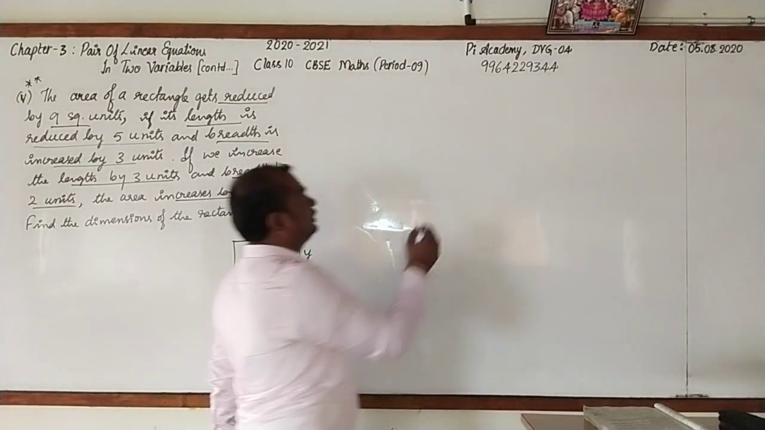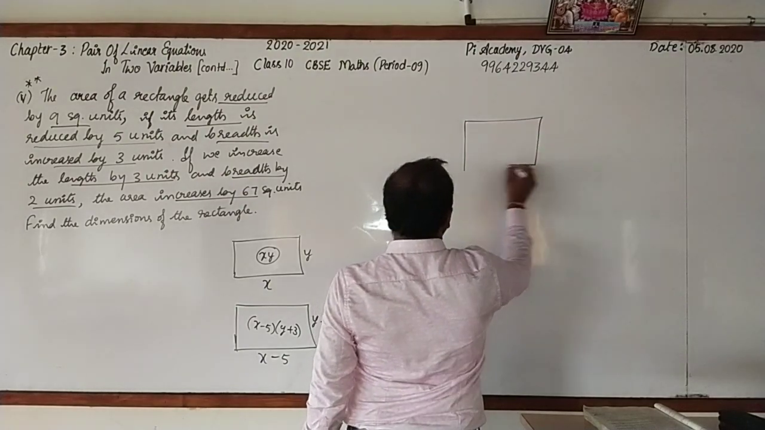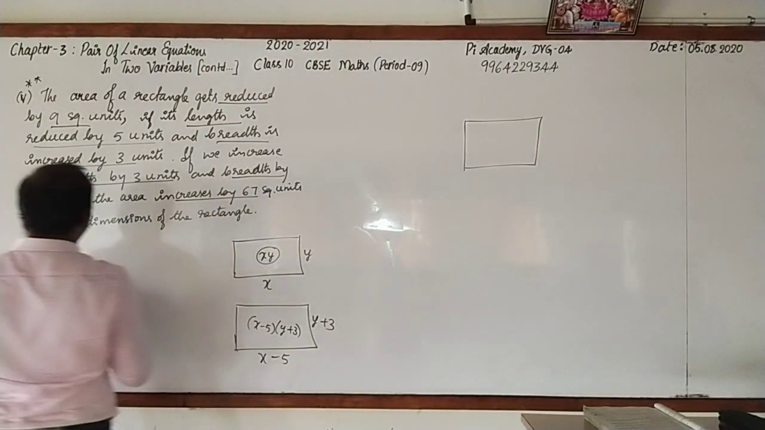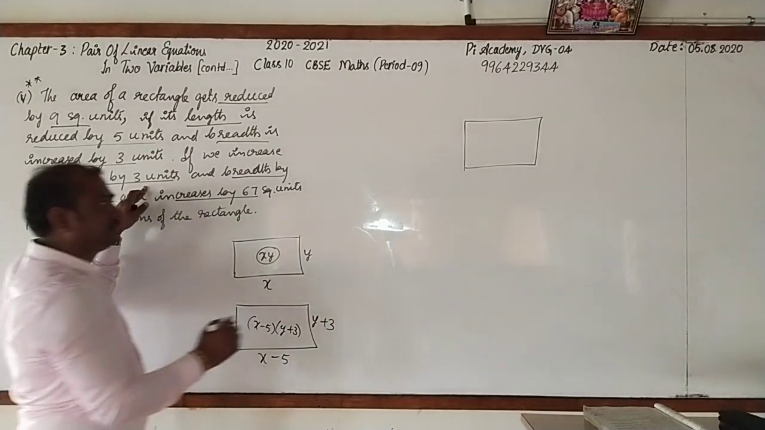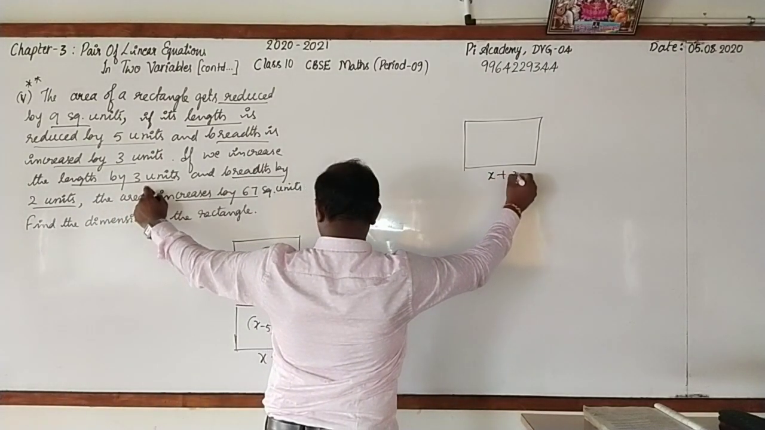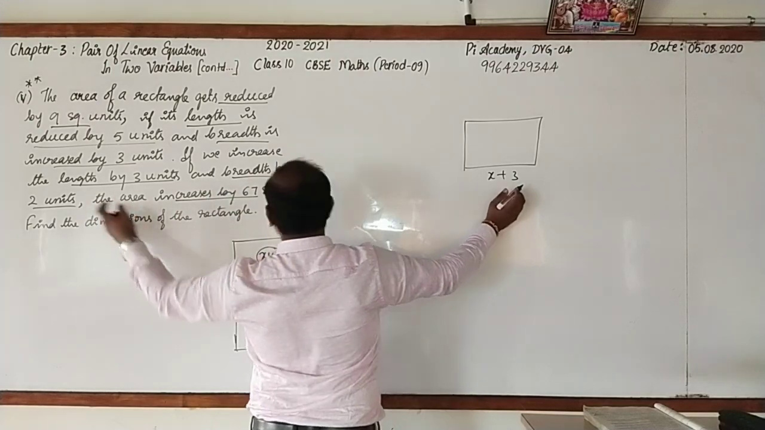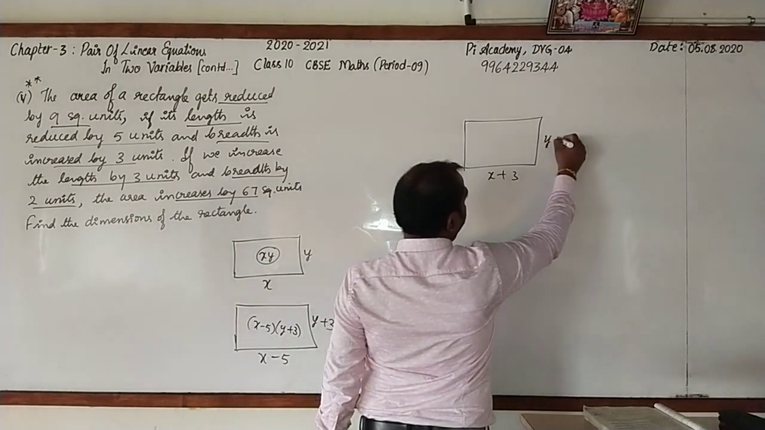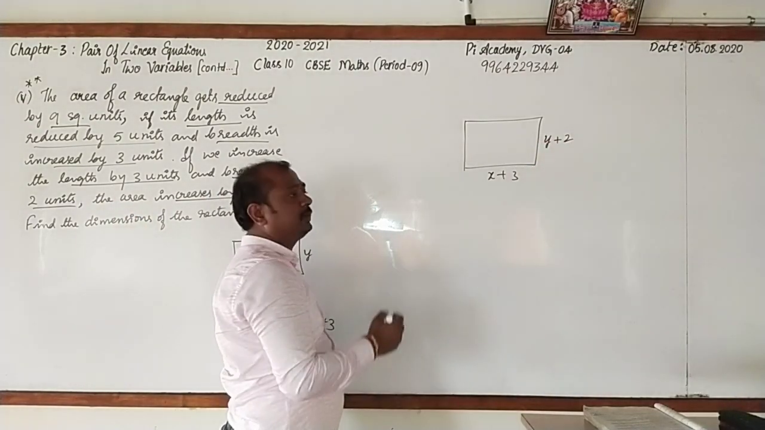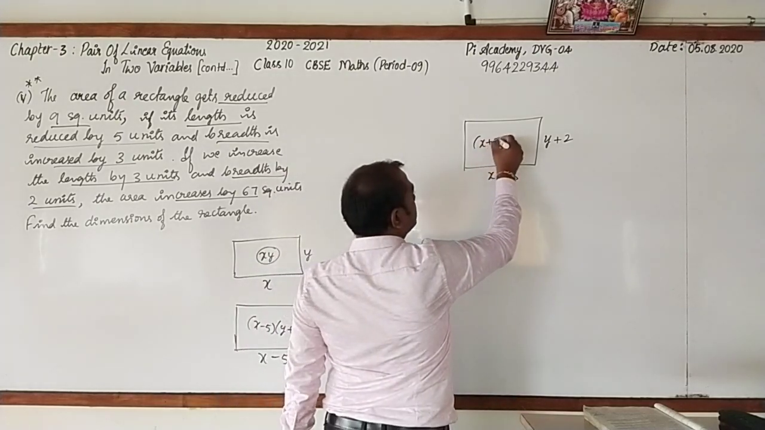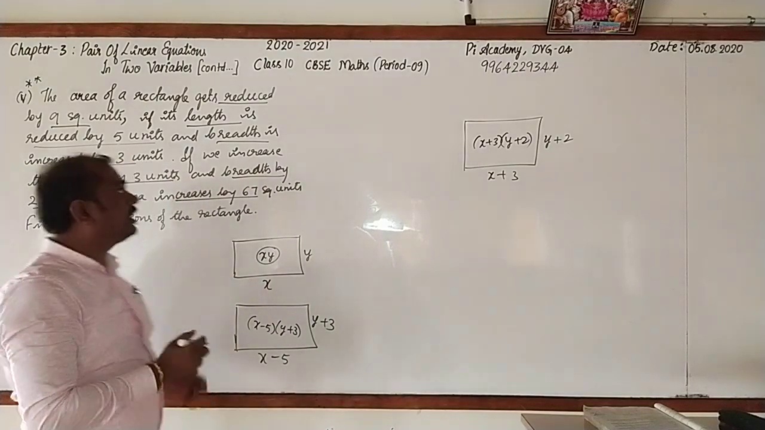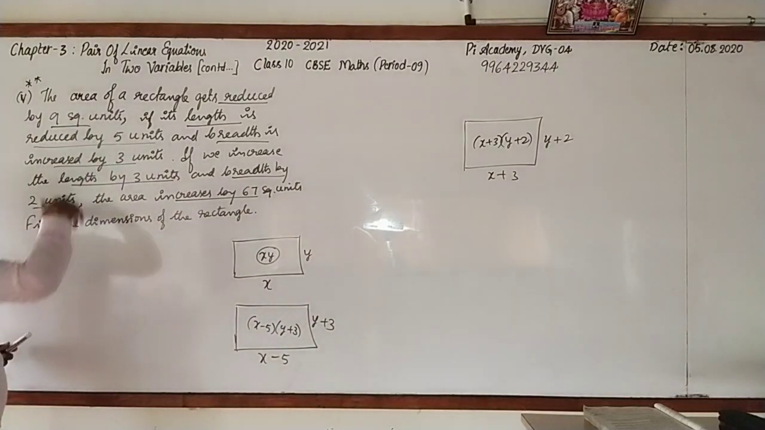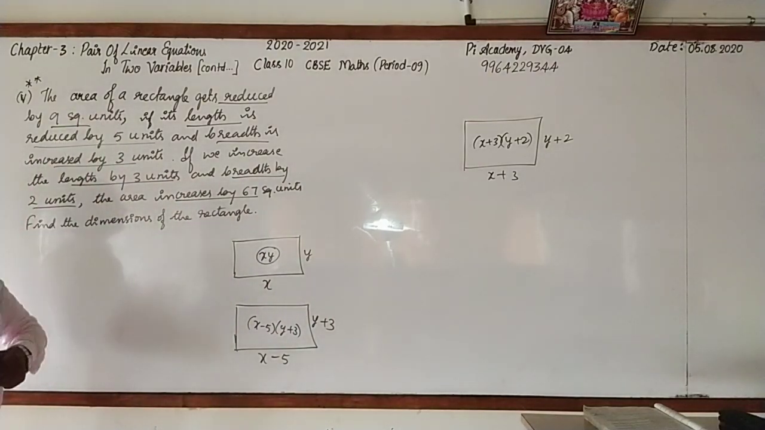One more, the next situation. Again it is related to the rectangle. If we increase the length by 3 units, that is x plus 3, and breadth by 2 units, the breadth will also be increased, y plus 2, then what will be the area? It is x plus 3 into y plus 2. Then after that, you can go for using the whole statement to form the equations.